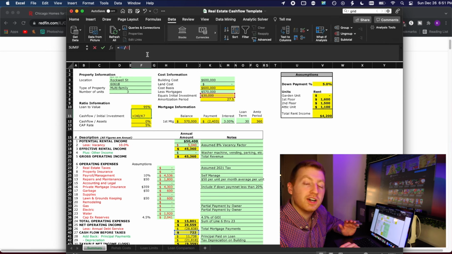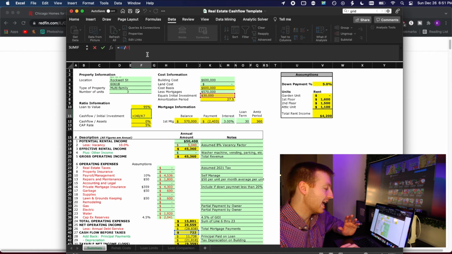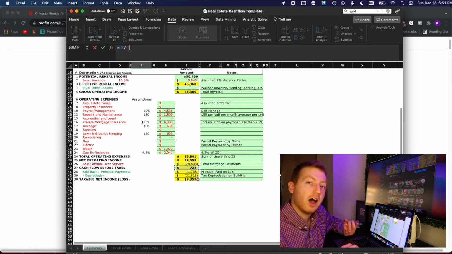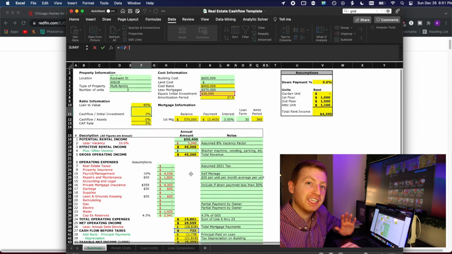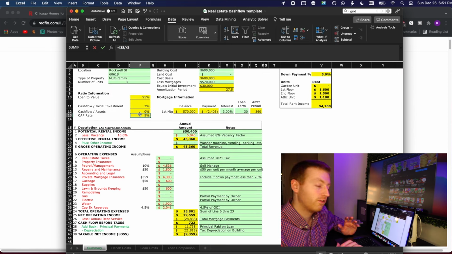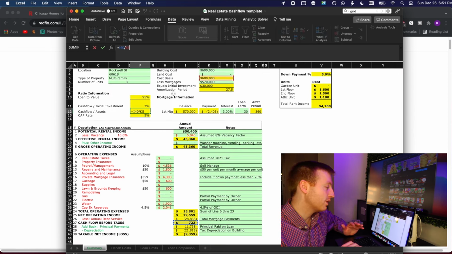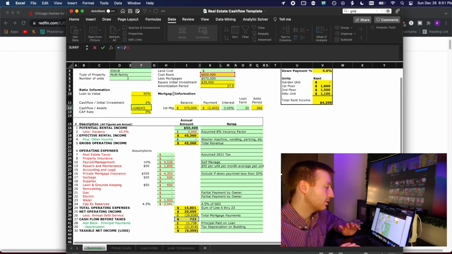And we have our cash flow on initial investment. So the cash flow on initial investment is basically how much we're going to be cash flowing before taxes, and then divide that by our actual down payment. Next up you have the cash flow on assets, and this is going to be your cash flow before taxes divided by the cost of the actual property.